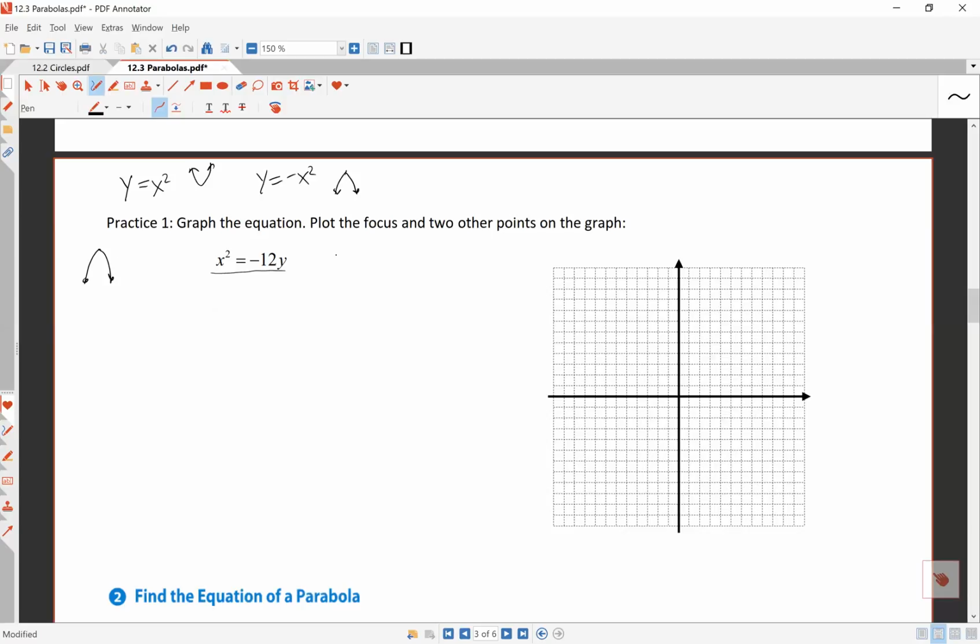Now I'm matching this with x squared equals 4ay. This means my negative 12 equals 4a, or a is equal to negative 3. My vertex is at the origin. My focus is 3 units down from that, 1, 2, and 3. The graph opens around the focus.